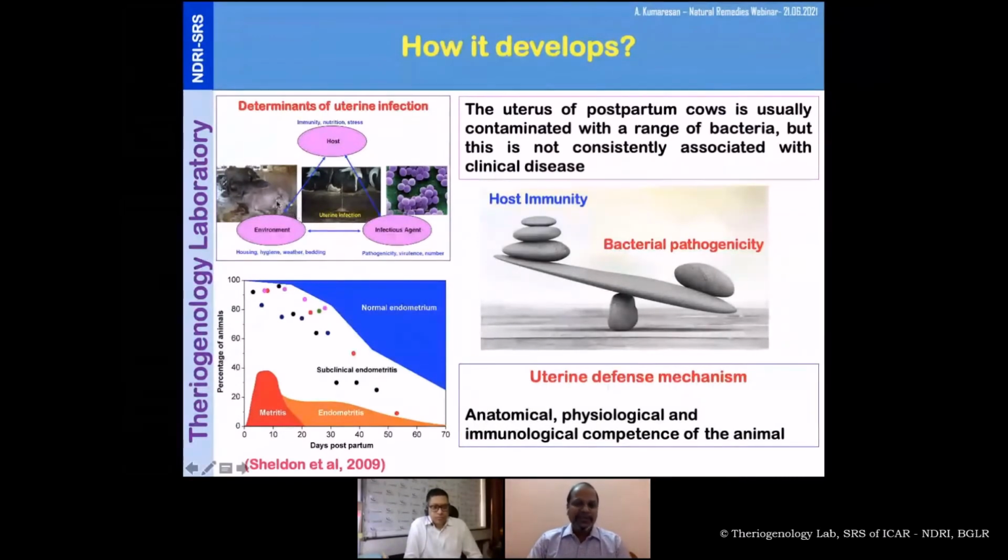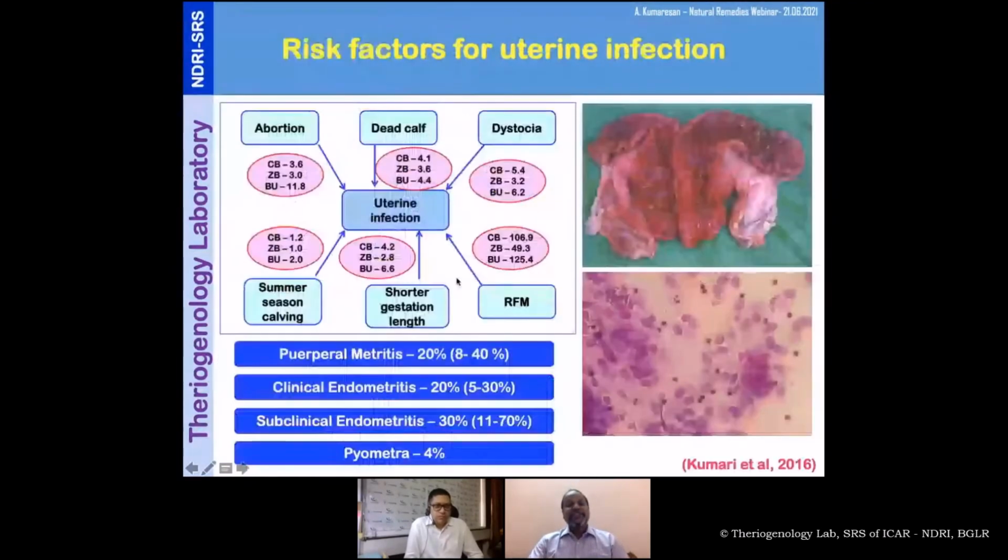And then the environment varies with the management system and the farming conditions. If there are more animals, it is totally different. However, the housing should be hygienic. If not, all these three get into development of uterine infection in the cows. It is just a balance between the immunity, bacterial pathogenicity, and the environment. So there are some risk factors which we can identify and which we can reduce.